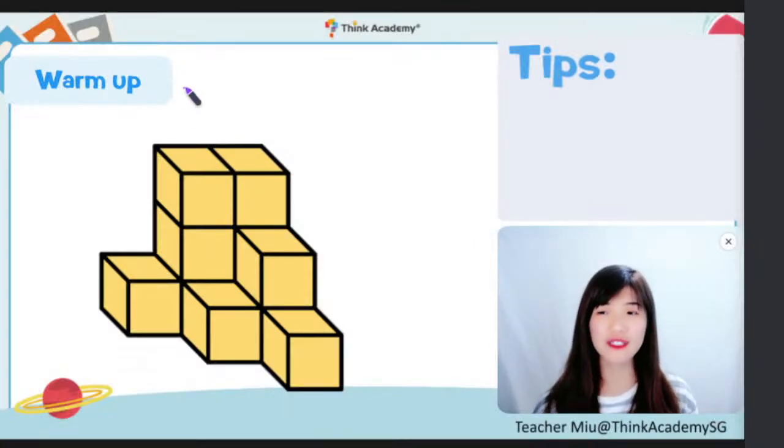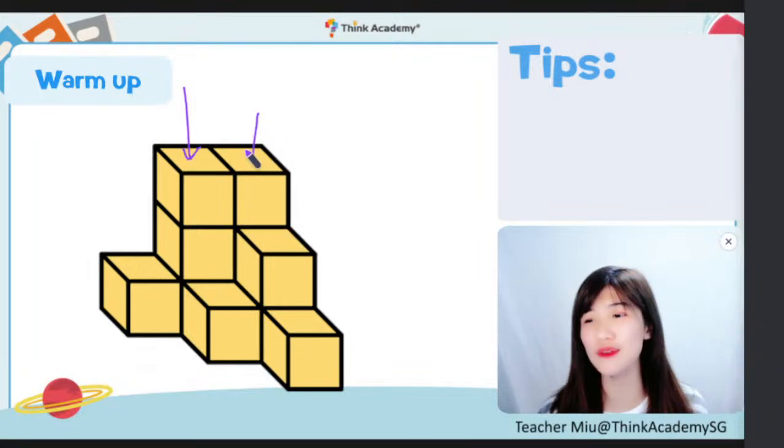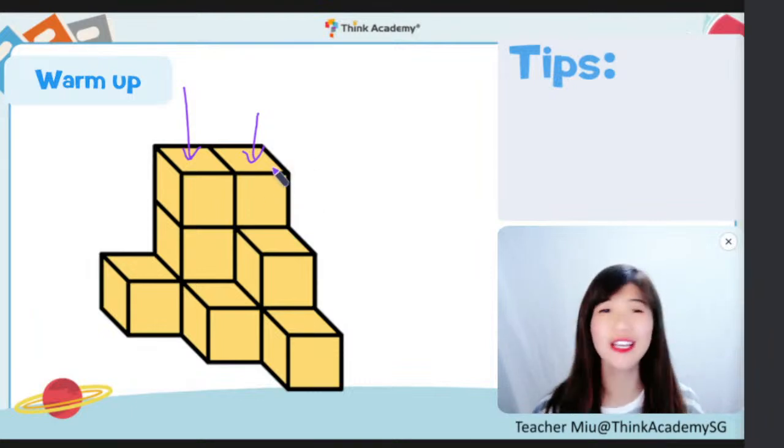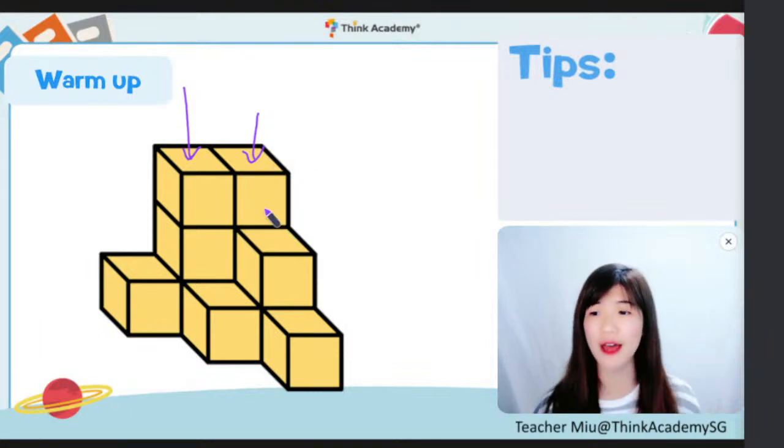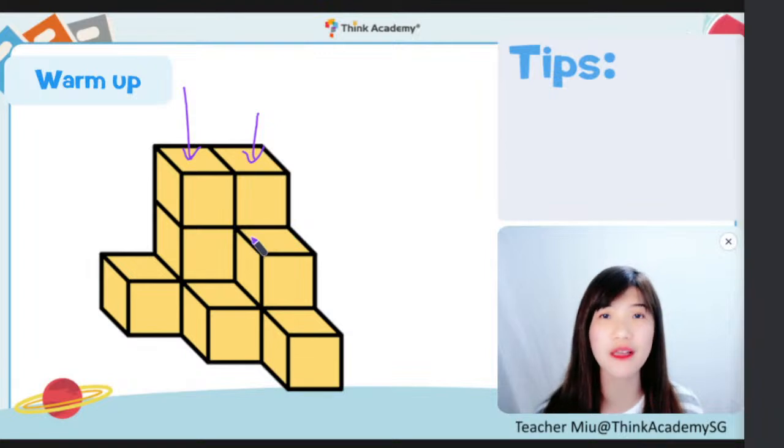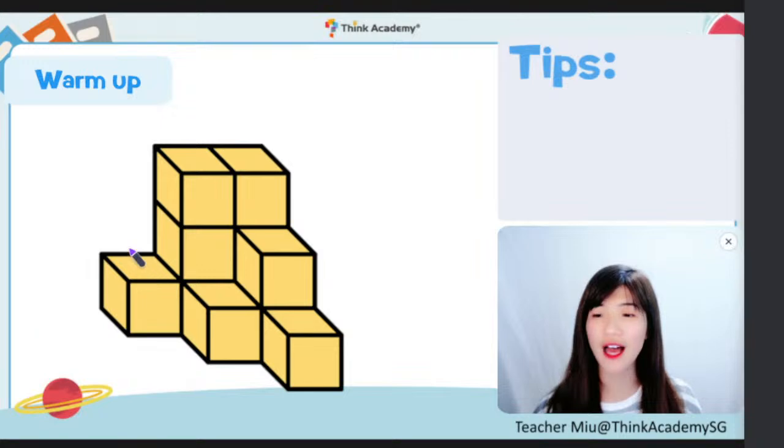Shall Teacher Miu start from the tallest building? No, there are some cubes I cannot see, right? Which means we cannot start from the tallest one because the tallest one is covered by some of the cubes that I do not know. So we should start from the shortest one. For the shortest one, how many cubes are there? There is only 1, right?